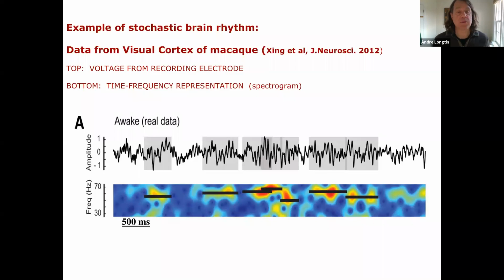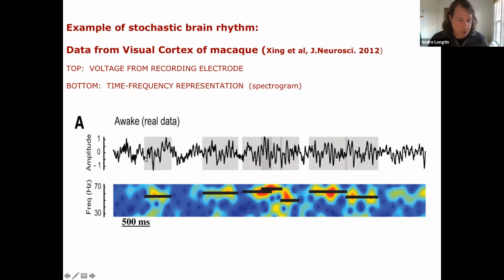And here's an example where you have data from a visual cortex of macaque, data from Zhang et al. Here. So on the top here is that you have the voltage from a recording electrode. And notice that this voltage goes up and down, okay?